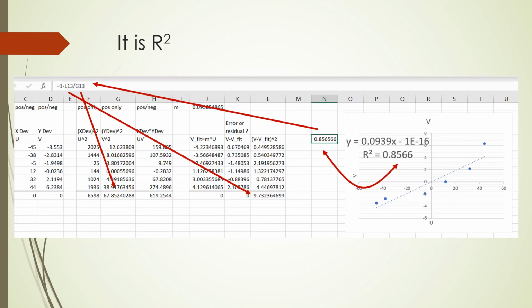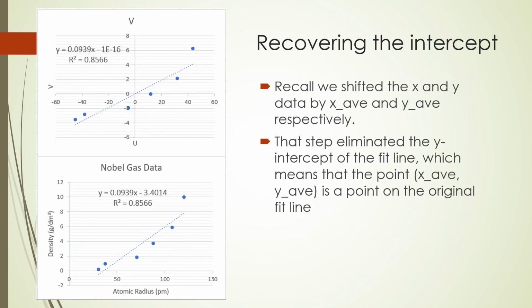So let's try this out. In that cell in column N, we are doing the calculation 1 minus L13, which is the SSE, divided by G13, which is the variance. The units again cancel, so this is a pure number, and we get 0.856, and we see that that is exactly the r squared. So now we've determined how Excel calculates the r squared value. The only problem remaining is for us to determine how Excel determined the y-intercept of the plot of the fit for the original data.